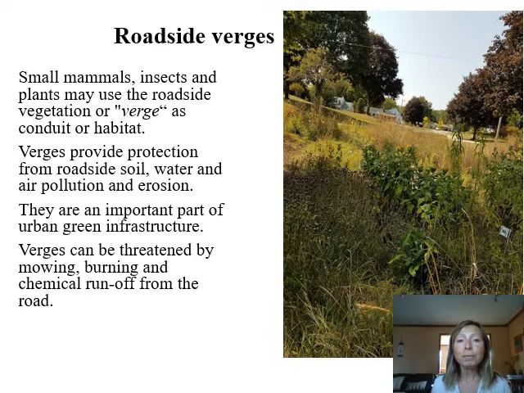And verges can play a very important role protecting the surrounding matrix, for example, agricultural lands or rangelands or urban environments, from pollution caused by the transportation network. So verges can provide roadside soil, they can filter pollution, they can improve the quality of water and air, and they can slightly reduce the noise coming from the roads. They play an important part of the urban green infrastructure and should be more seriously considered by urban planners.